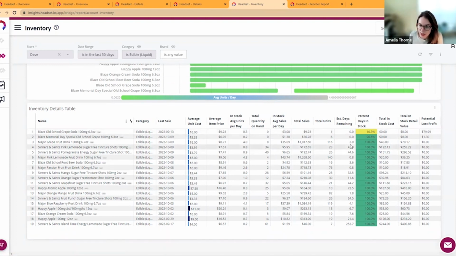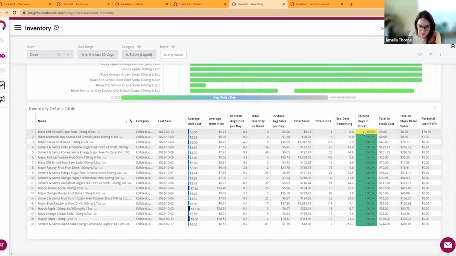How many days are remaining? So there's going to be some zeros here, and there's going to be some higher numbers. And then percent of days in stock. This is a really important metric. If you're only in stock 10% of the last 30 days, and this is a popular product that sells out pretty quickly each day that it's in stock, you might have a lot of potential lost profit here.